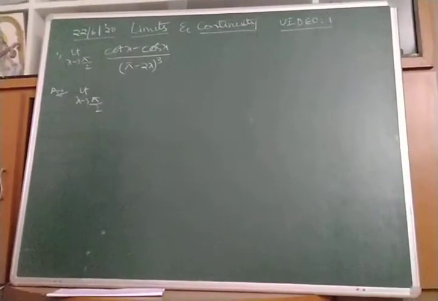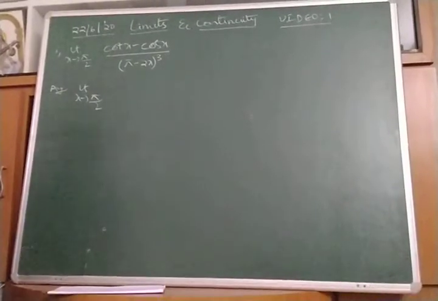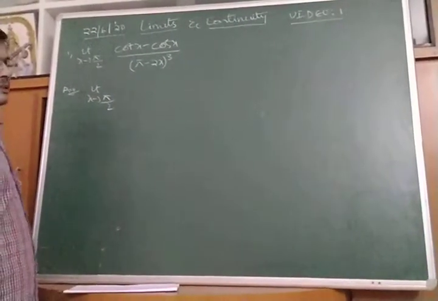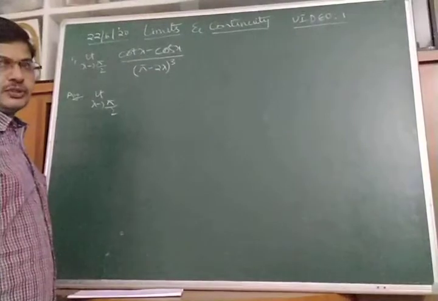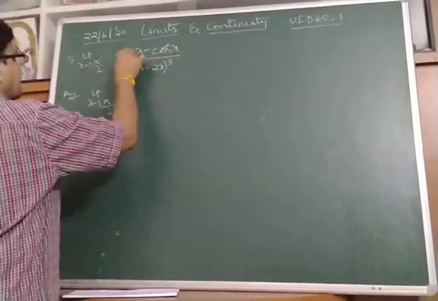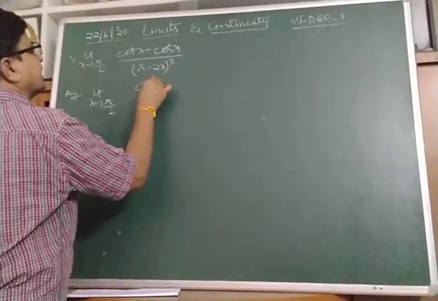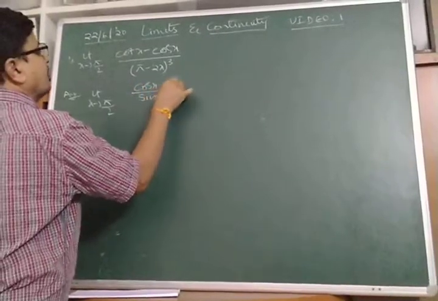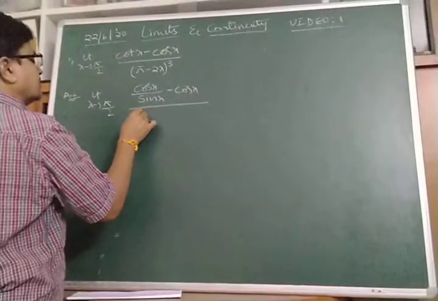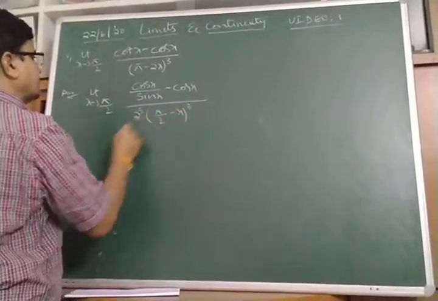It is called indefinite. Sorry, it is not a proper limit. It is of the form 0 by 0. So that's why we are writing cot x as cos x by sin x minus cos x. Taking 2 common in the denominator, 2 cube into (pi by 2 minus x) whole cube.